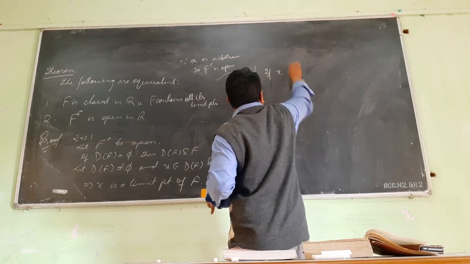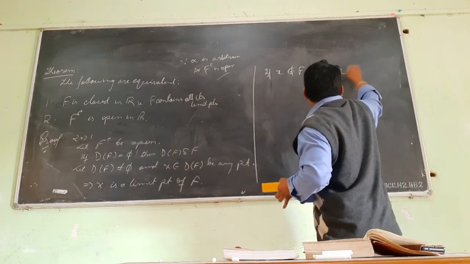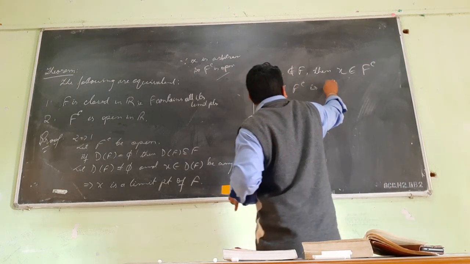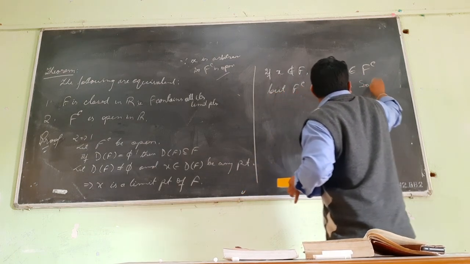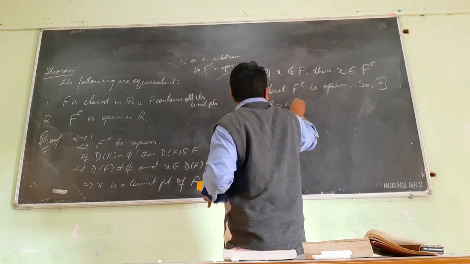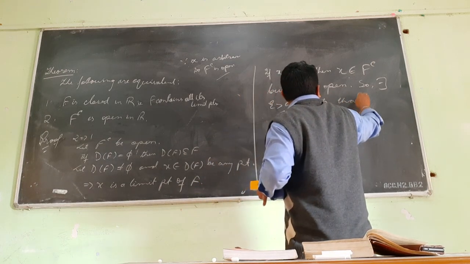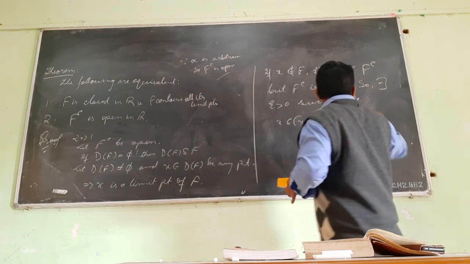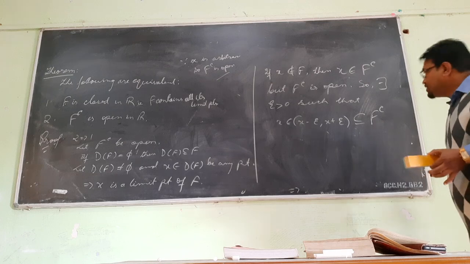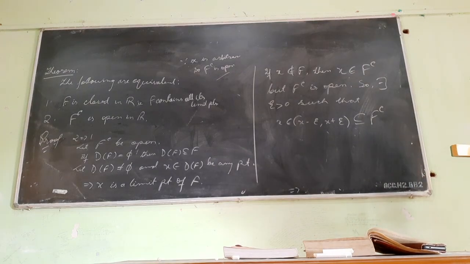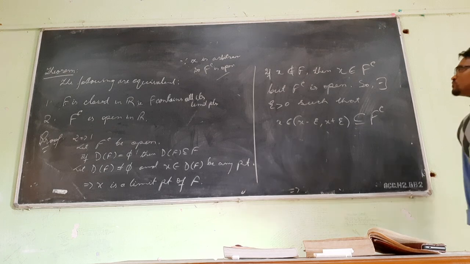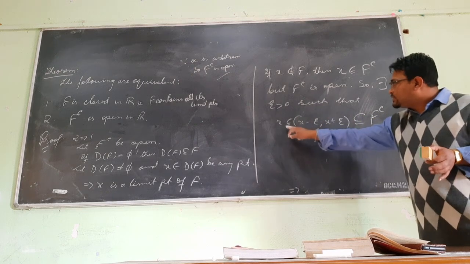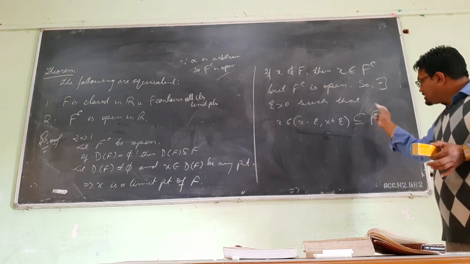If X doesn't belong to F, then X belongs to what? F complement. Okay. But F complement is open. So there exists epsilon greater than 0 such that X belongs to (X minus epsilon, X plus epsilon), a subset of F complement. Just the definition of open set. If X is not there in F, then X is there in F complement. But F complement is open.